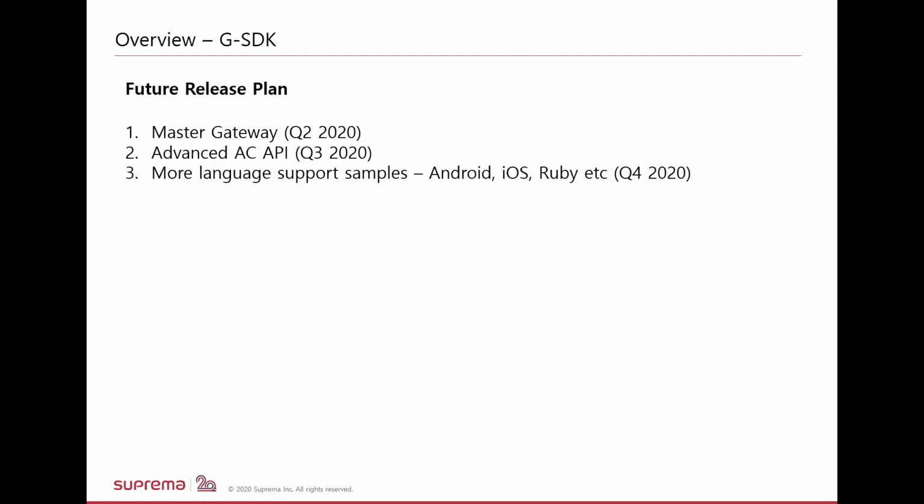But in the future, GSDK will support all the APIs, like the advanced AC features that are supported in the Device SDK, including zones, weekend configuration, or RS485. Third, more language sample support. Currently, GSDK provides C#, Java, Python, Go, and Node.js samples. But furthermore, GSDK is planning to support Android, iOS, or Ruby samples.